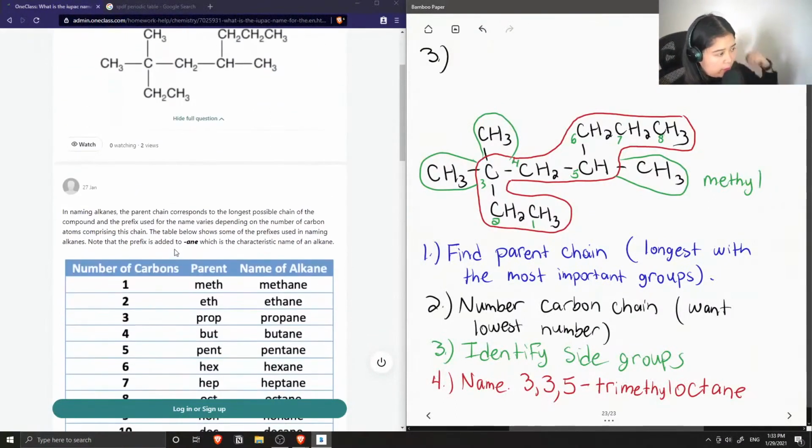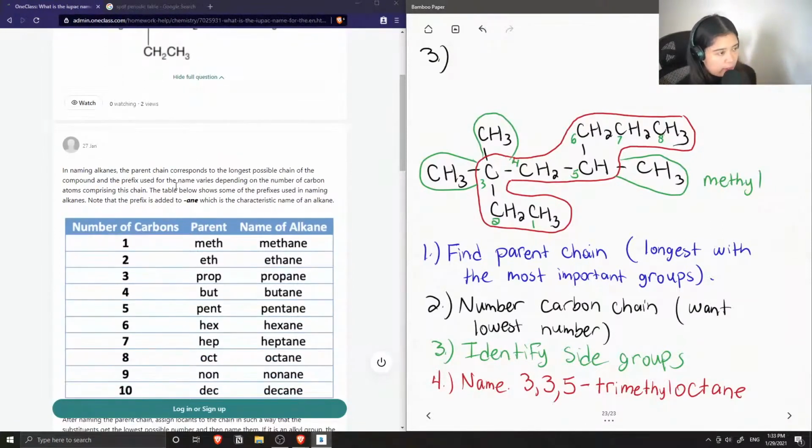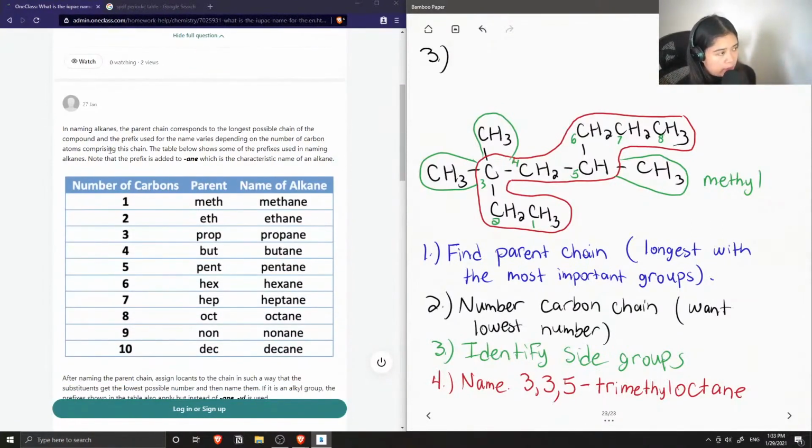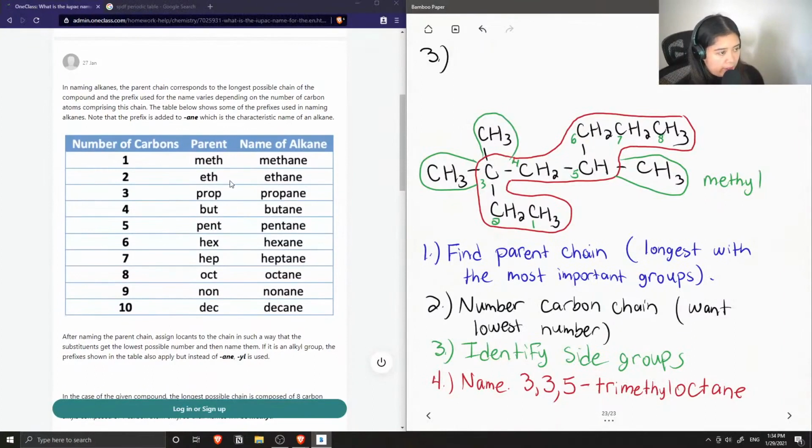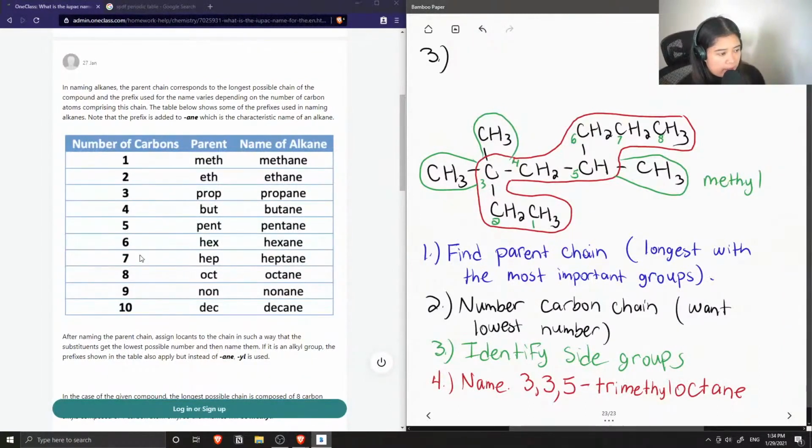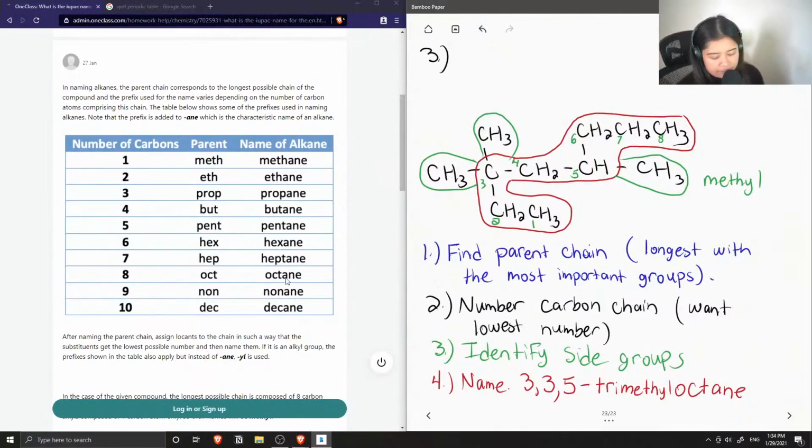Okay, so the junior tutor said that in naming alkanes, the parent chain corresponds to the longest possible chain of the compound, and the prefix used for the name varies depending on the number of carbon atoms comprising this chain. The table below shows some of the prefixes used in naming alkanes. Note that the prefix is added to -ane, which is the characteristic name of an alkane. So alkanes are single bonded carbons. They summarize all the different parents you could have and the name of that alkane. In our case, since we have 8 carbons, this is where the octane came from.